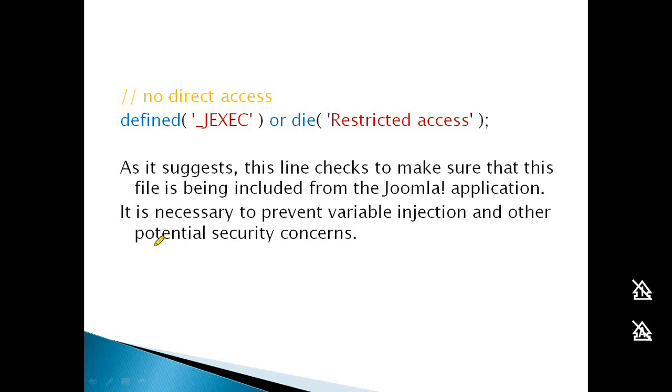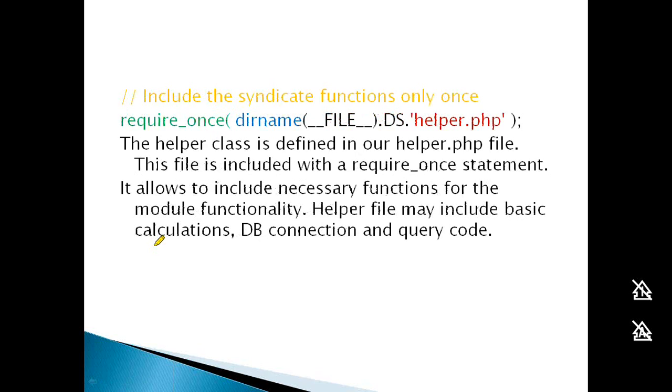So this is the further detailing of it. For the first line, I have possibly covered it, so I'm skipping this particular line. It simply prevents variable injections and other potential security concerns. The next line is for the helper class to include. We add the necessary functionalities and the added features to this, like the database connection queries. I'm skipping it as well.